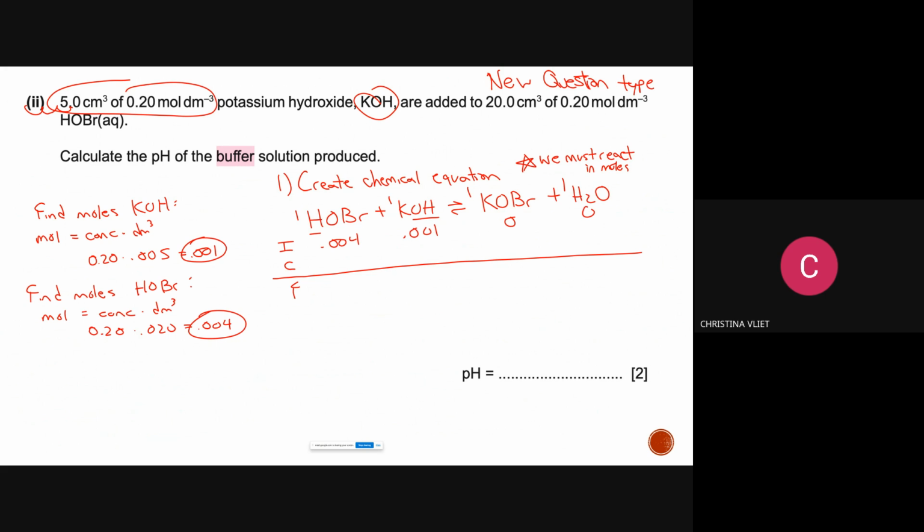So which one runs out first? Visually, can you see the difference between 0.004 and 0.001 and see which one you're going to get rid of? 0.001. That's the limiting reagent, right? So KOH is the limiting reagent here. That's minus 0.001, minus 0.001. On the other side, it's plus 0.001 and plus 0.001. And then you figure out what you have left after reacting this weak acid with this strong base.